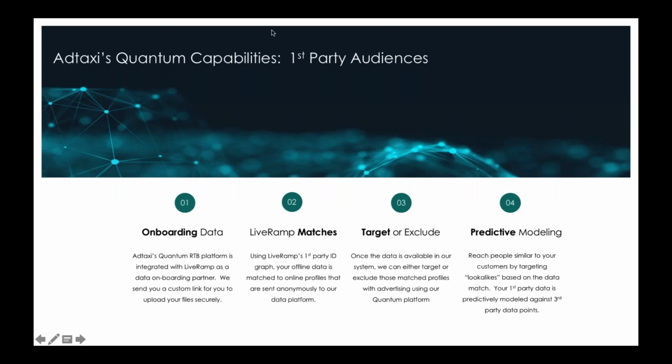Quantum has a lot of first-party audience capabilities. We not only can take your onboarding, we bring it in, we understand where it's most effective and how we can do it. We have LiveRamp to do the first-party ID matching, and this takes offline, online, and allows us to do a lot of things.